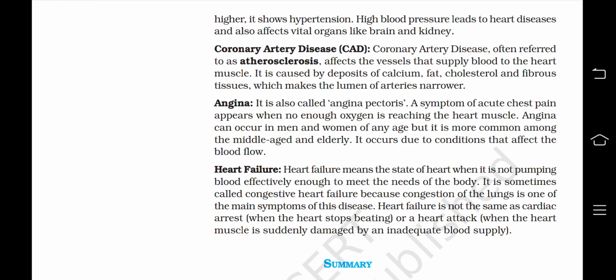So here we end the third part of chapter 18, body fluids and circulation.